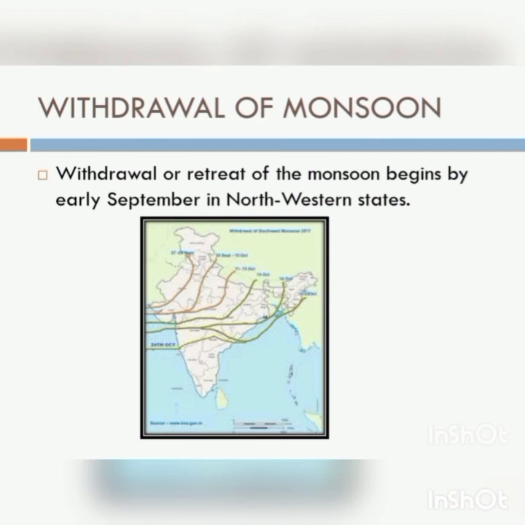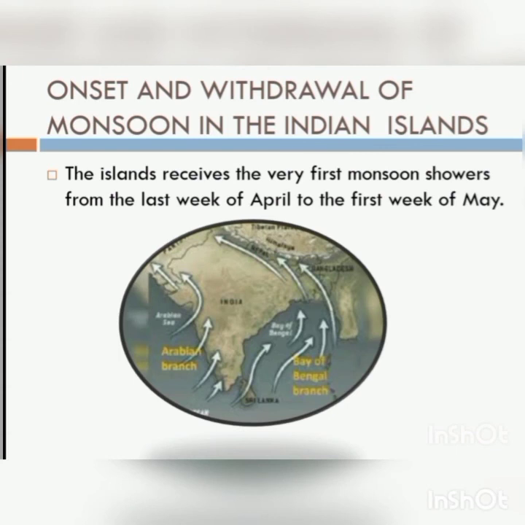Withdrawal or the retreat of the monsoon begins by early September in the northwestern states. By mid-October, it withdraws completely from the northern half of the peninsula. The withdrawal from the southern half of the peninsula is fairly rapid. By early December, the monsoon has withdrawn from the rest of the country, as you can see in the photograph given below.